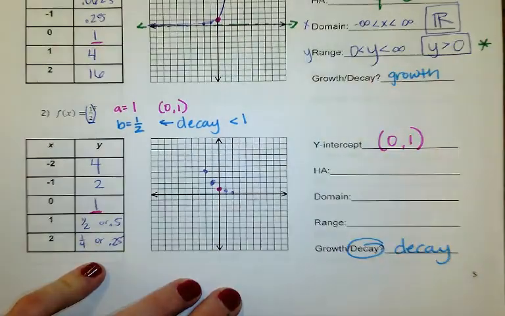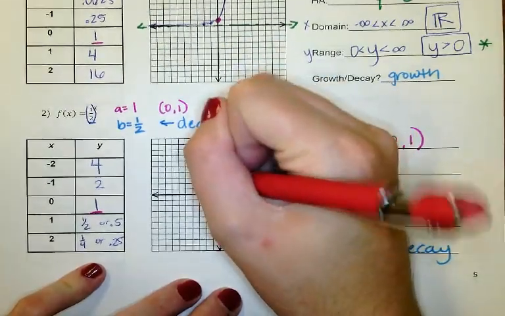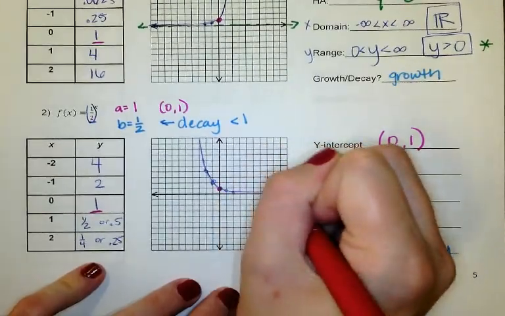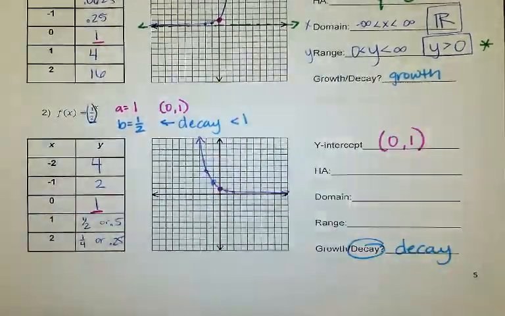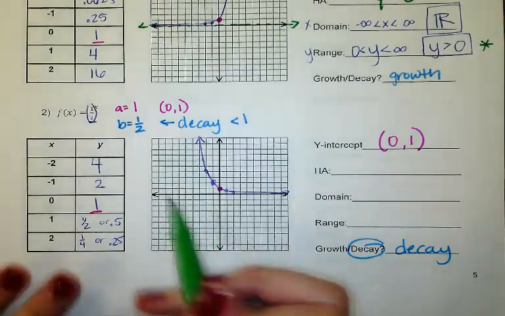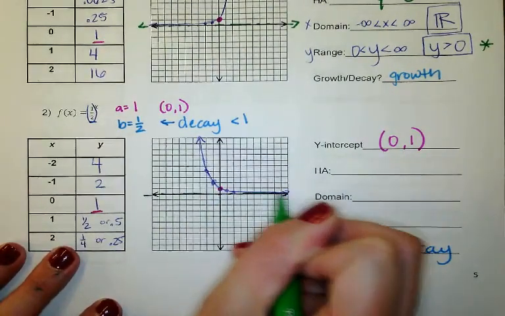So we're going to kind of do this. Draw my little line here. It never actually touches that x-axis, okay? So if that's the case, what is my horizontal asymptote, y'all? What will it never cross? 0. So my horizontal asymptote, again, is just y equals 0.